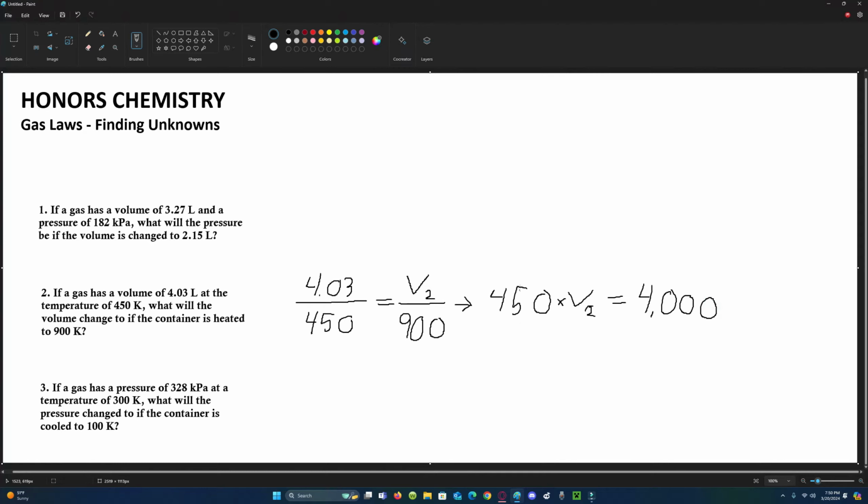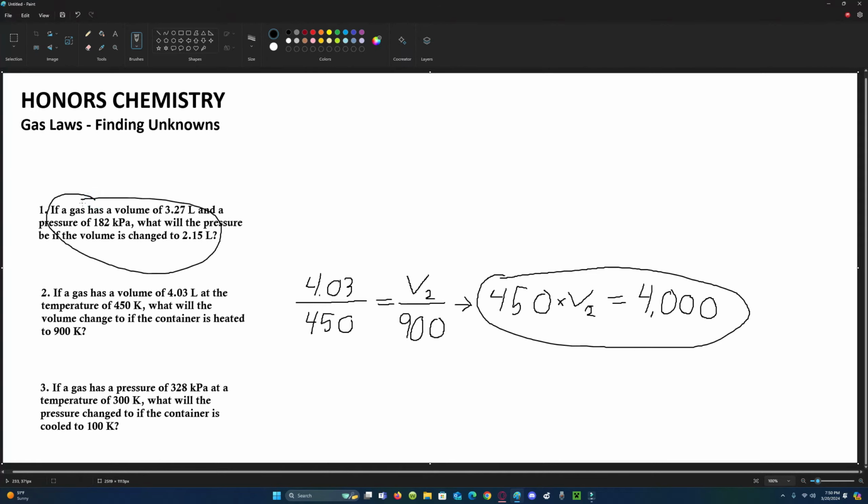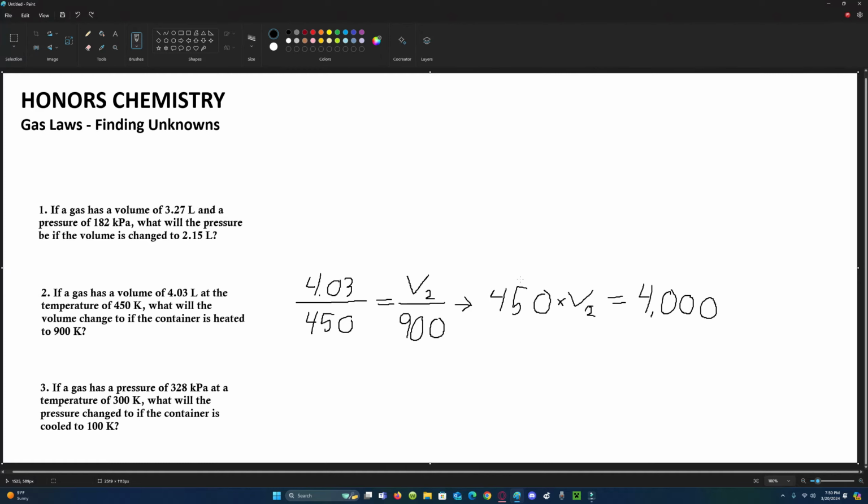And now, this equation, you will notice, looks very similar to a place that we got with the first problem. And you'd be right. What we do here would also be the same. We would just divide by 450 on both sides to isolate the variable. And what we would get from all this would be that V2 equals 9.